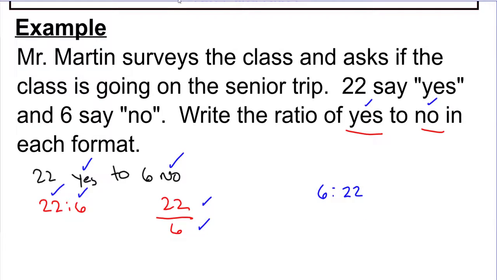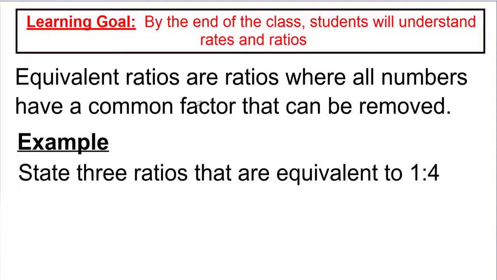So the order that we write these things matters. When they describe it as yes to no, I always want yes to be first, or I want yes to be in the numerator, or yes to be first in my description. So these are, again, just different ways that we might write about the comparison between all of the people that said yes and all the people that said no when I gave this survey, okay? So we also have what are called equivalent ratios, right?